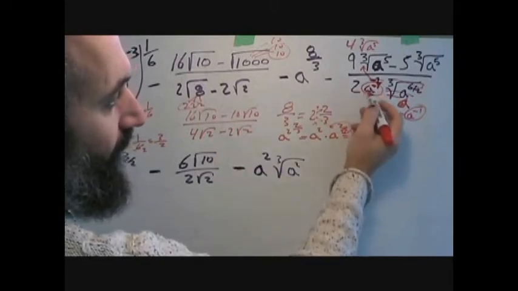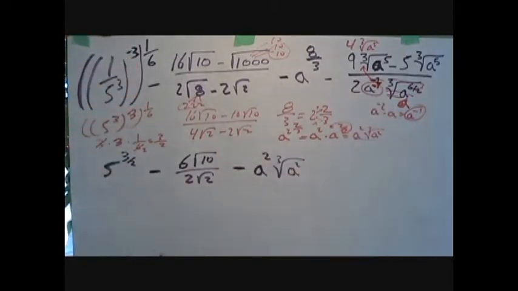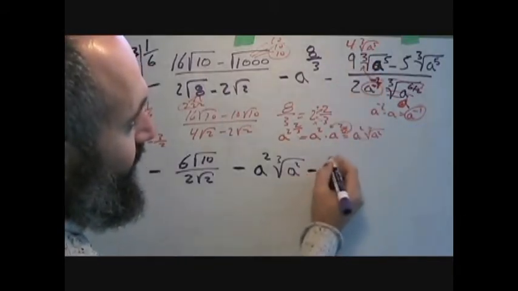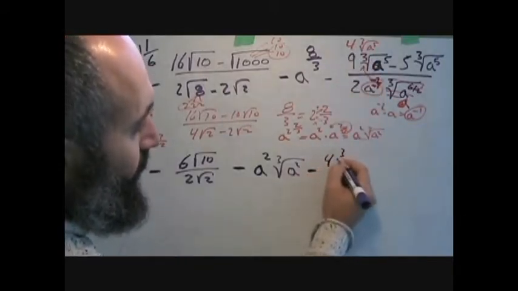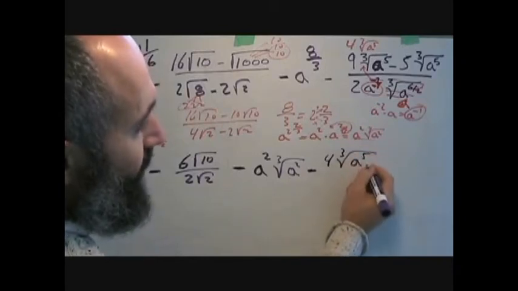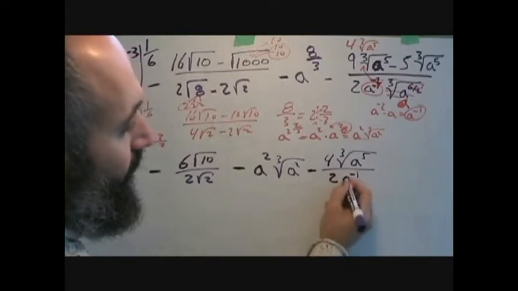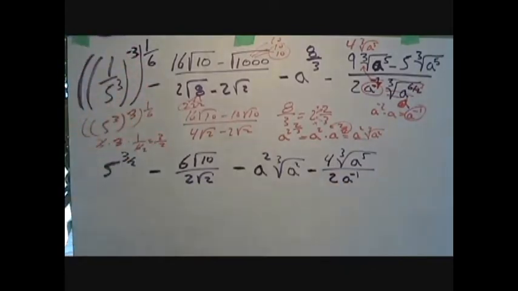So this becomes, actually, let's add that in the next step, okay? So this becomes minus 4 cube root of a to the power of 5 over 2 to the a to the power of negative 1. Yep, okay.